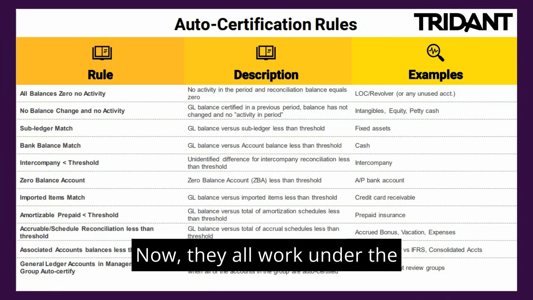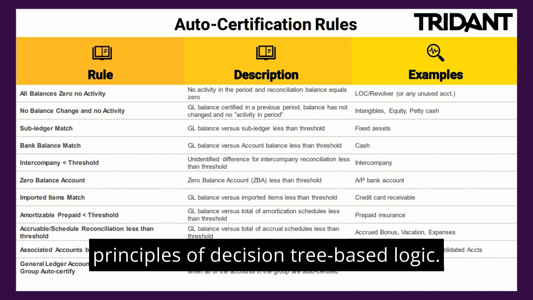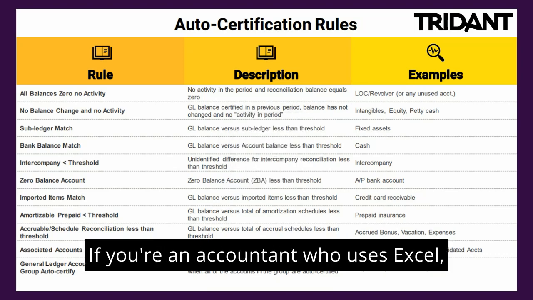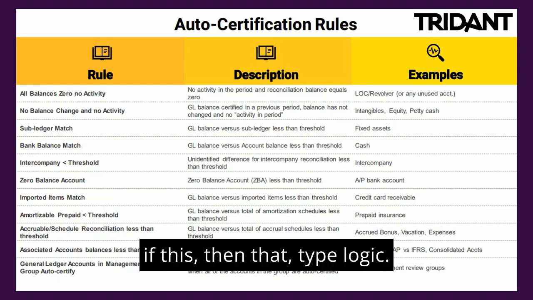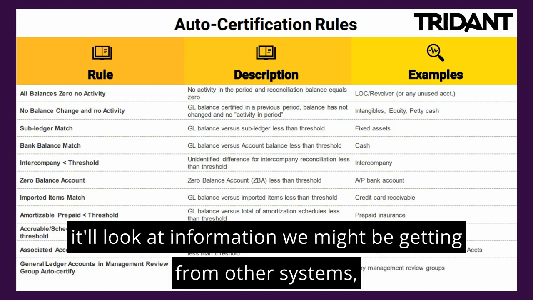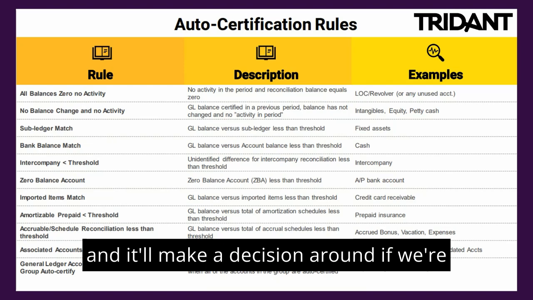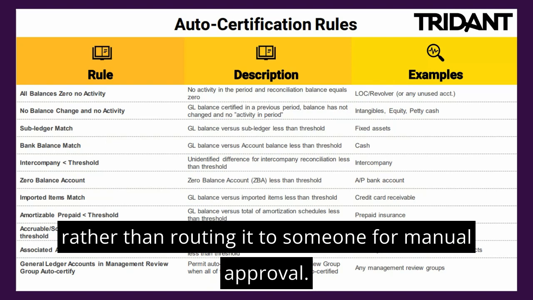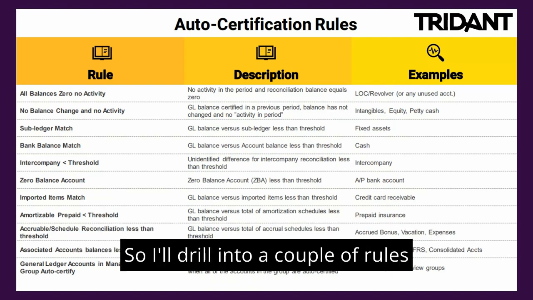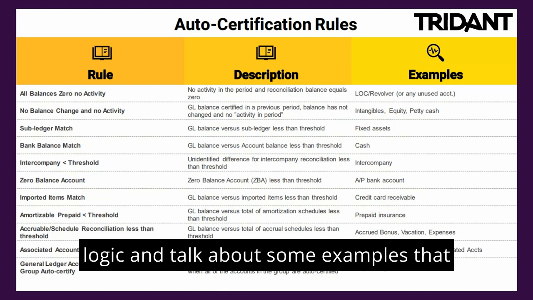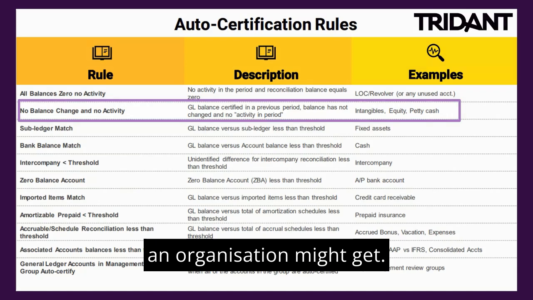Now they all work under the principles of decision tree-based logic. You think of it in Excel terms. If you're an accountant who uses Excel, if this then that type logic. So each rule will look at the recs, it'll look at information we might be getting from other systems, and it'll make a decision around if we're going to actually automatically certify this rec this month, rather than routing it to someone for manual approval. So I'll drill into a couple rules here just to explain that decision tree-based logic and talk about some examples that an organization might get.